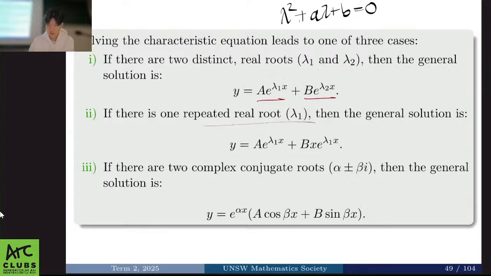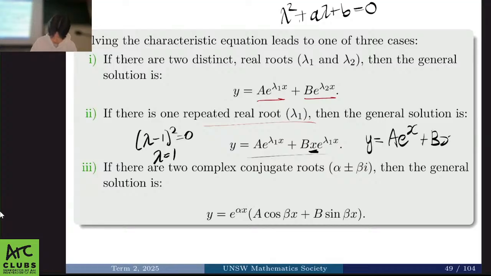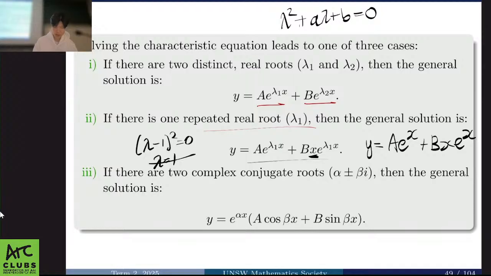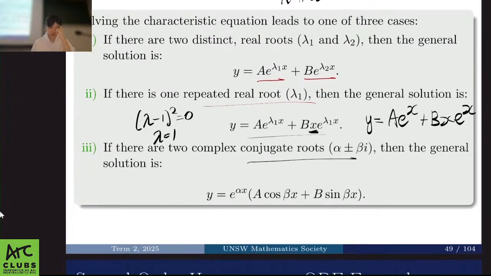However, if we only have one lambda, for example, lambda squared equals 0, so lambda equals 1, that means we do the same thing except we attach an x to one of them. So y is going to be a e to the 1x plus b x e to the 1x. Now if there are two complex conjugate roots, then our general solution is going to be e to the real part times x, times a cos beta x plus b sine beta x.